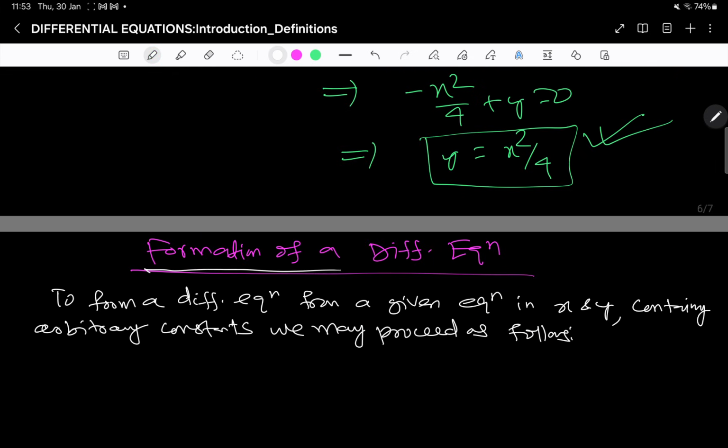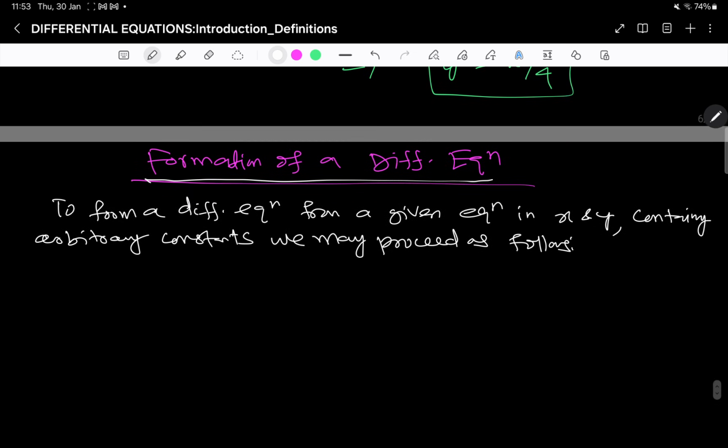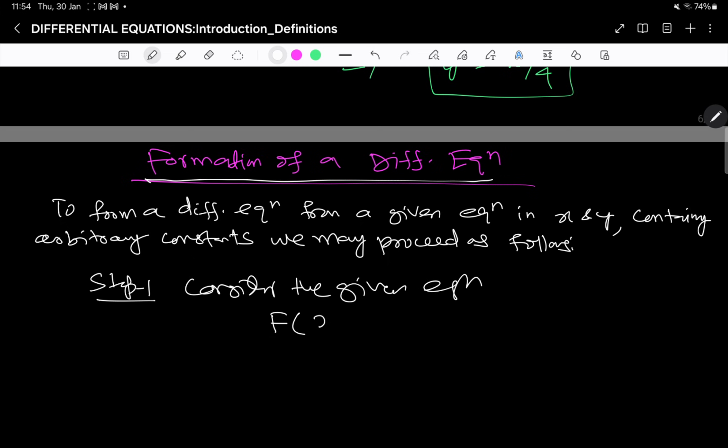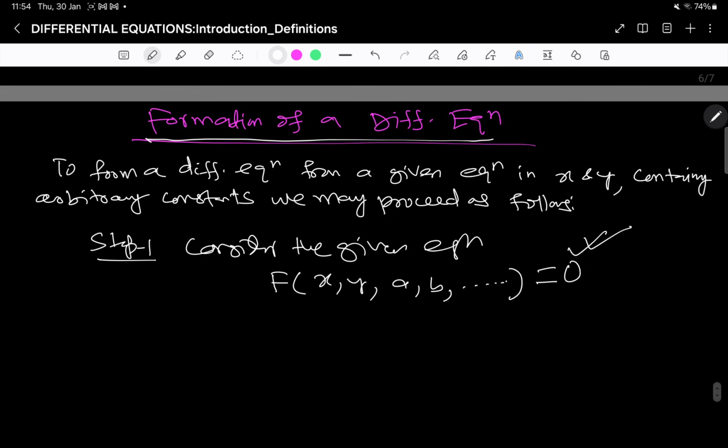Now the formulation of a differential equation. What is the working rule? Step 1, you consider the given equation. That means the solution here has x, y and the constants a, b present. Suppose this is the given equation. From this equation we have to find the differential equation for which this is the solution. Now we have to check how many constants there are. Let it be my equation 1.